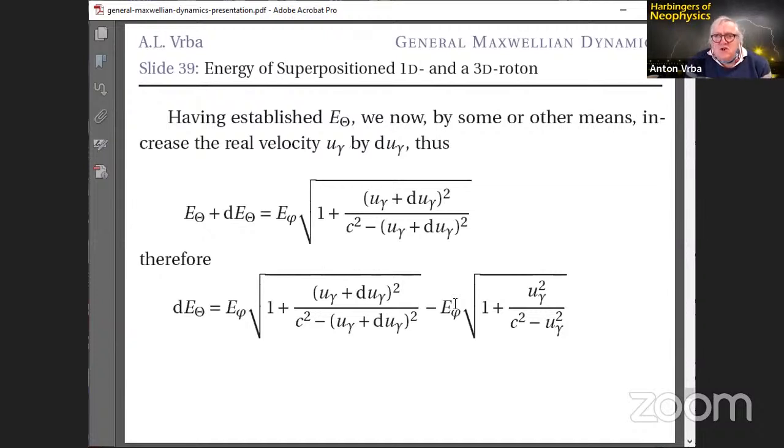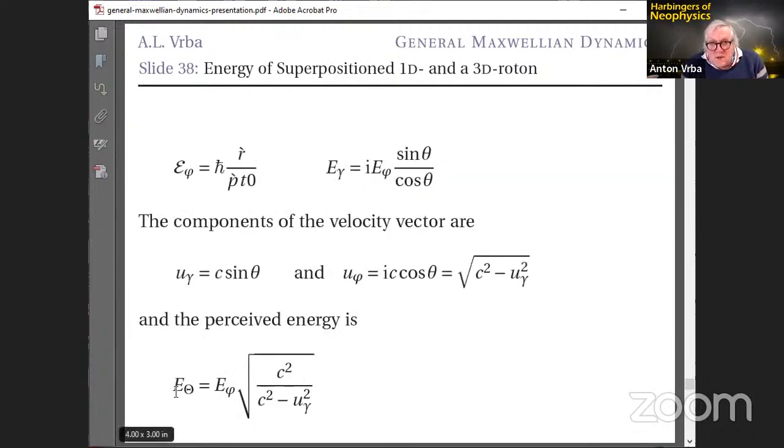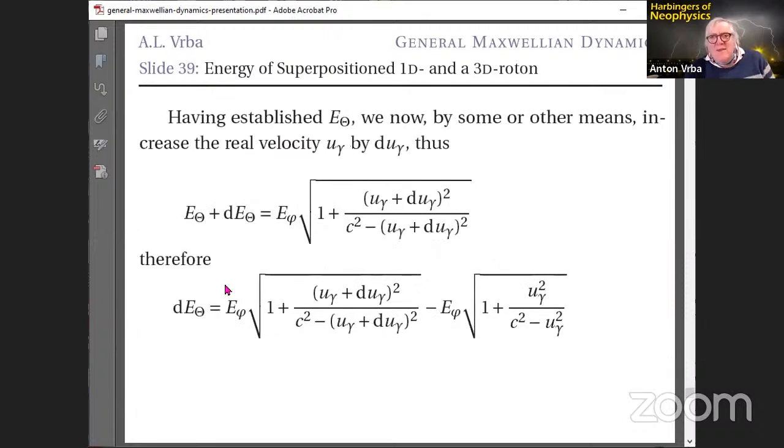We established the energy of the... I notice also my E's are wrong here. They should all be in script. The energy of the combined roton has this value, and I increase it by some dv, which means I have to increase these velocities.